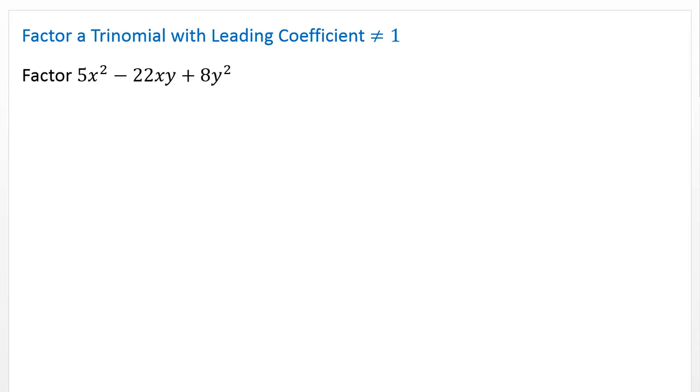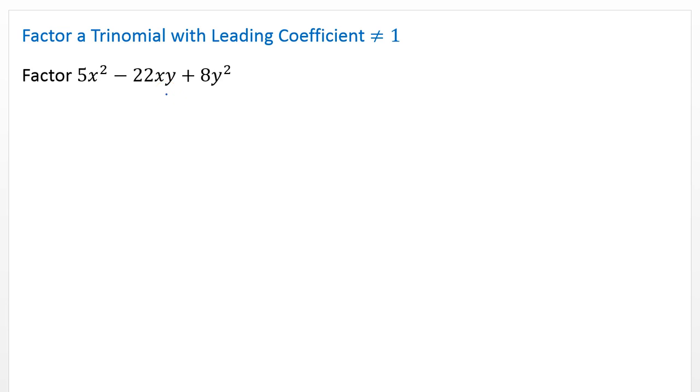Okay, so let's work on a problem where we need to factor a trinomial when the leading coefficient is not equal to 1. So in this case, again, we have a trinomial, 5x squared, middle term here, minus 22xy, and then at the end, our third term is 8y squared. Now, anytime you have a trinomial like this, your squares need to be on the end, and then your middle term would have to be the first variable to the first and the second variable to the first, so this is in the right order.